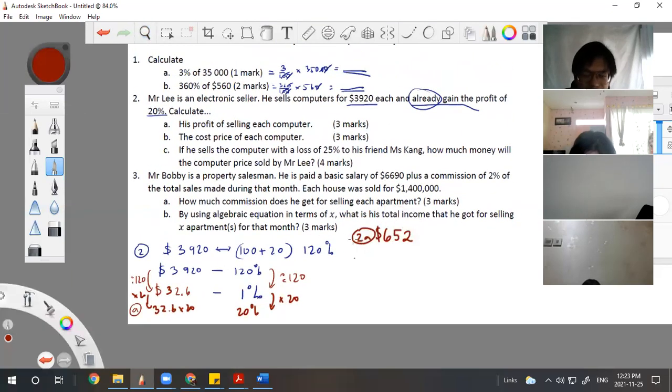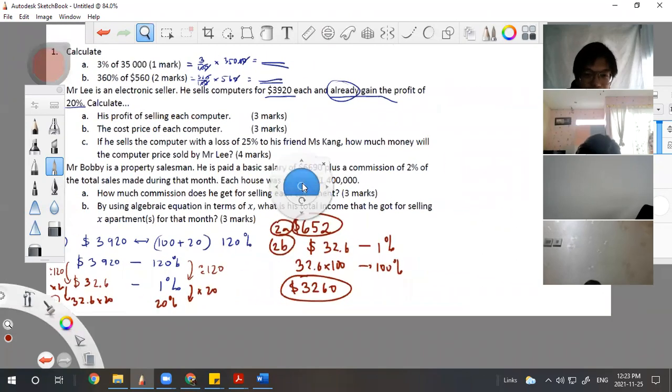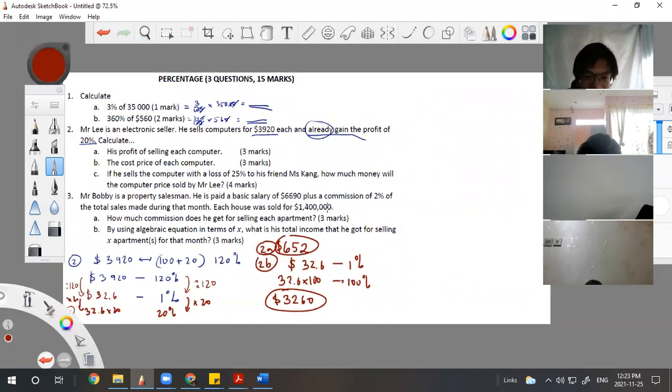Okay. B. The cost of computer. The cost of computer is 100%. We put 32.6 again. This is 1%. So what is asked is the 100, right? The cost, so just times 100. So 2B is the answer $3,260. 2A is 652. Okay.